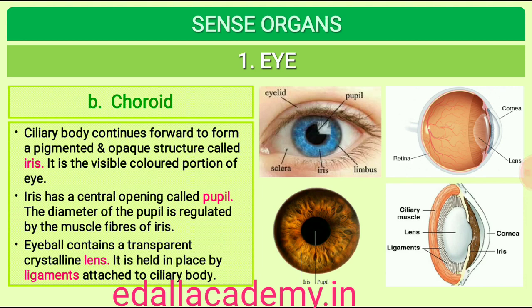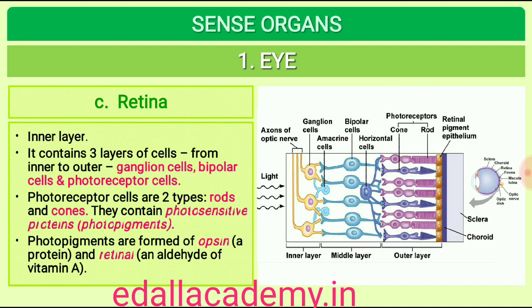The eyeball contains a transparent crystalline lens which is held in place by ligaments attached to the ciliary body. In front of the lens, the aperture surrounded by the iris is called the pupil. The diameter of the pupil is regulated by the muscle fibers of iris. The inner layer is the retina and it contains 3 layers of neural cells, from inside to outside, ganglion cells, bipolar cells and photoreceptor cells. There are 2 types of photoreceptor cells, namely, rods and cones. These cells contain the light-sensitive proteins called the photopigments.